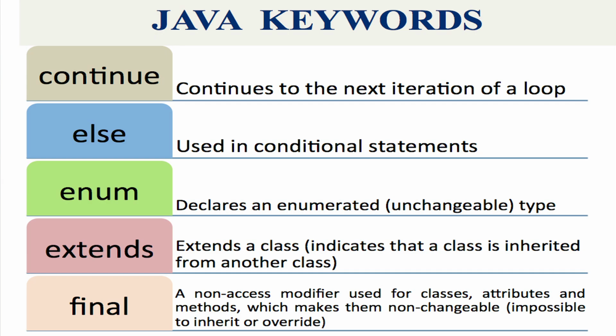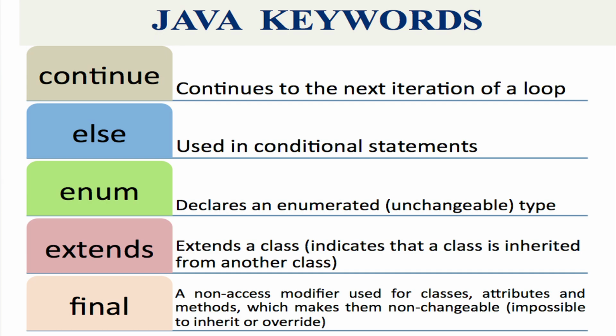With the break statement, we can sometimes use the continue statement, which continues to the next iteration of the loop. And the else statement is used with the if, for the conditional statement. Enum, the full form of enum is enumerated, so to declare the enumerated type, we use enum. Extend is used for extending, in case of inheritance. To extend a class, we will use extend.